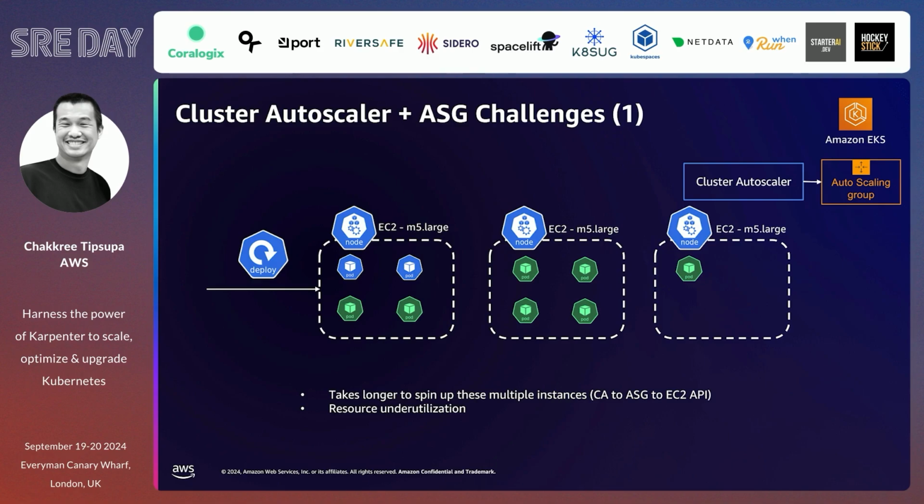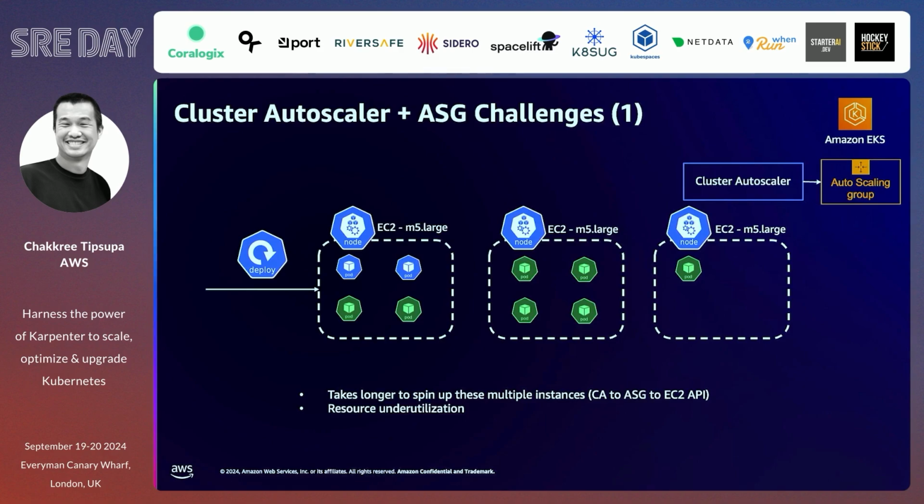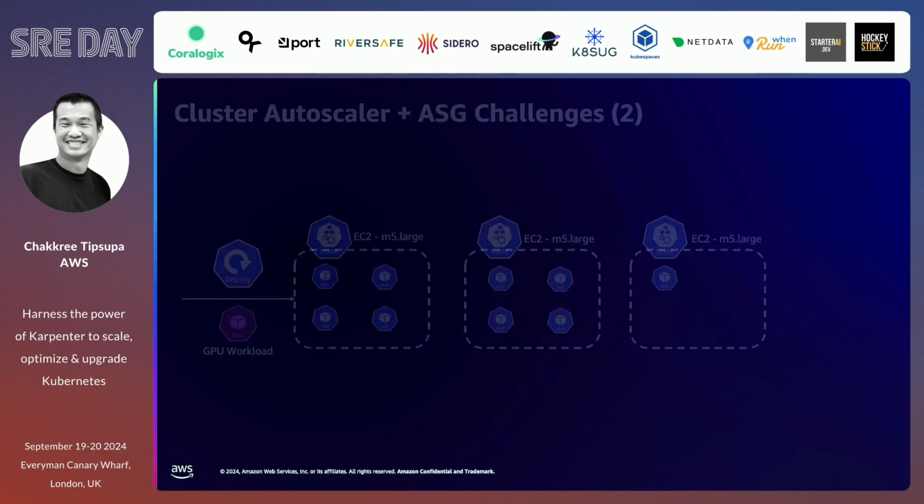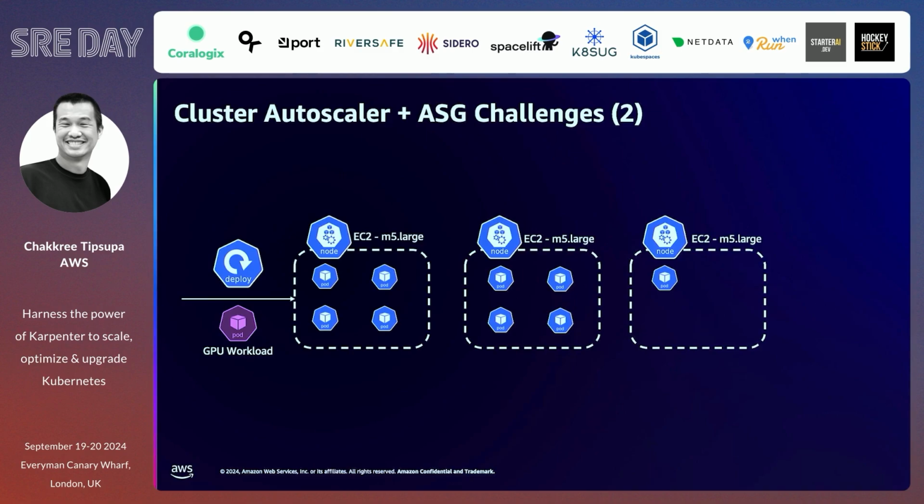You can notice 2 things here. There are 3 steps to do it, so it will take some time, like 3 or 4 minutes, depending on the AMI image of your instance. And the second problem is that the instance on the right is underutilized, because you use only 0.5 vCPU from an instance size of 2 vCPU. So that's 2 problems.